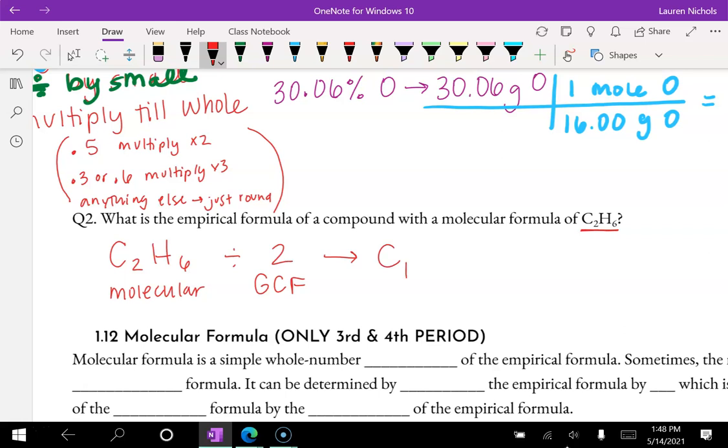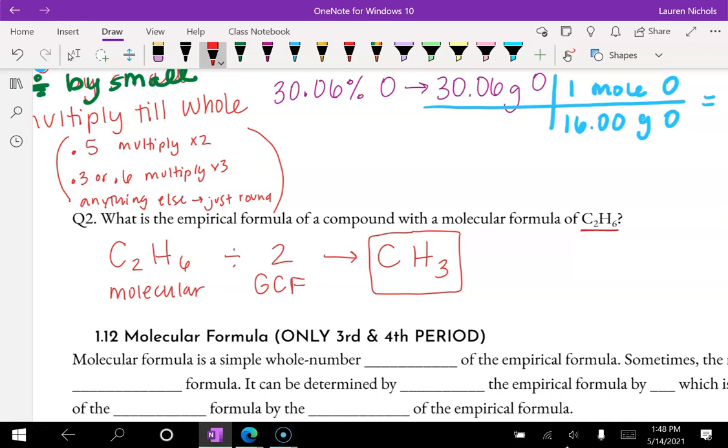So that's just C, 1. And remember, chemists are lazy. We don't really write ones. And then we have H. Well, 6 divided by 2 is 3. And so my answer is CH3, because that is the lowest ratio I can get.